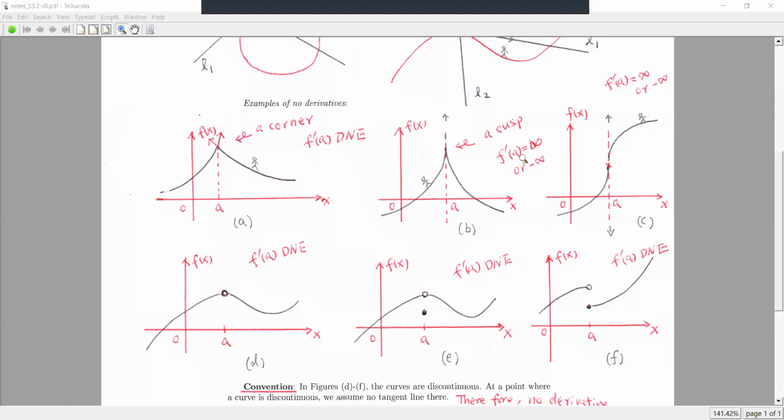Because derivative at A is the slope of the tangent line at the point A, derivative at A is infinity or negative infinity. Because a vertical line's slope is either infinity or negative infinity. Because infinity is not a number, the book considers that at a cusp, derivative doesn't exist.